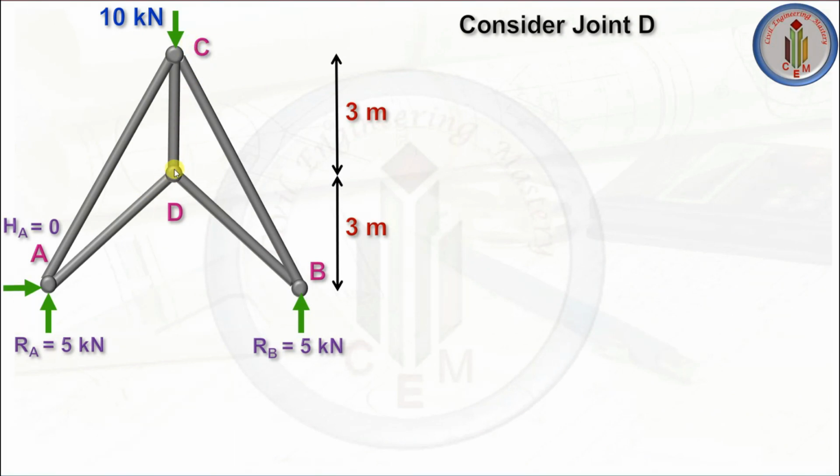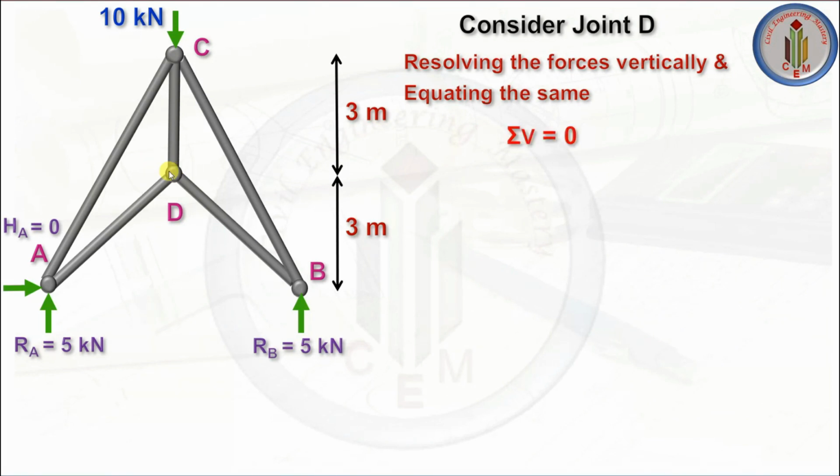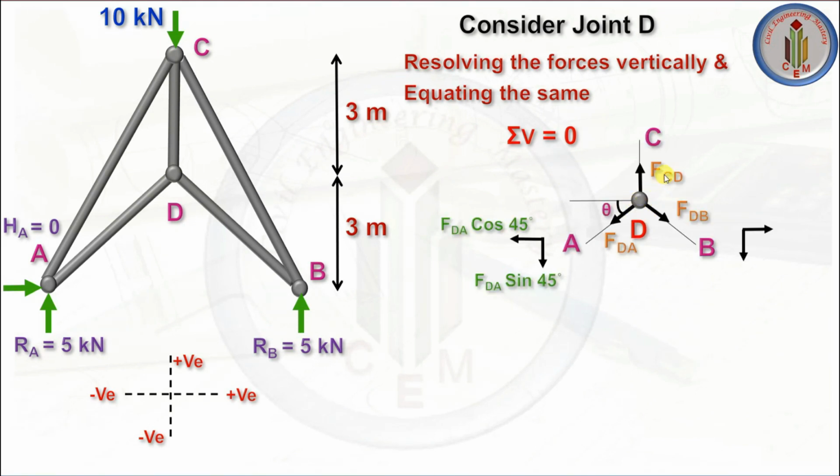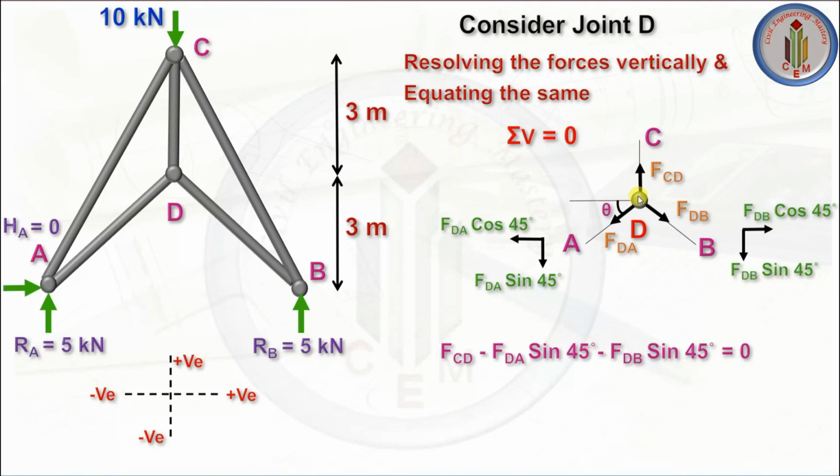For this, let's consider joint D and resolve the forces vertically and equate the same. Summation of vertical forces is equal to 0. So here at joint D we have three unknown forces FCD, FDA, FDB. These two we already know and we only need to find FCD. For member AD, we have FDA cos 45 and FDA sin 45. Similarly, for member DB, FDB cos 45 and FDB sin 45. This is the vertical force. Let's consider upward force as positive. You should consider this sign convention.